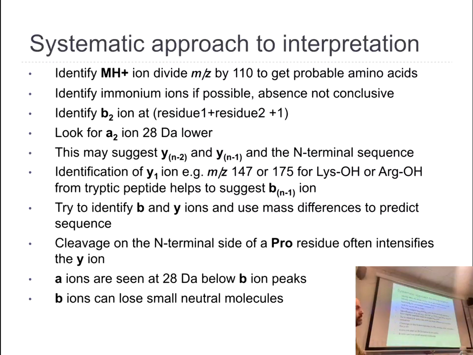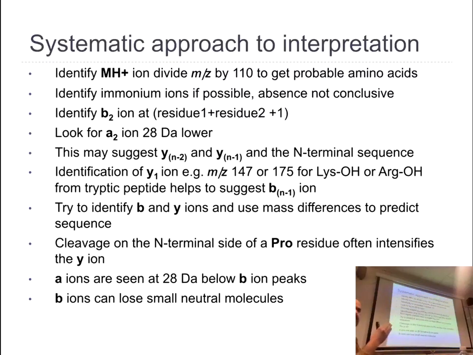Now, if you've done a tryptic digest that we talked about here, so you use trypsin to make your peptides, which is what we'll always do in this course, your C terminus is going to be either a lysine or an arginine. That's easy, because a lysine Y1 ion will have the mass of 147, and an arginine Y1 ion is going to be 175. So that's another good hint that this is my Y1 ion.